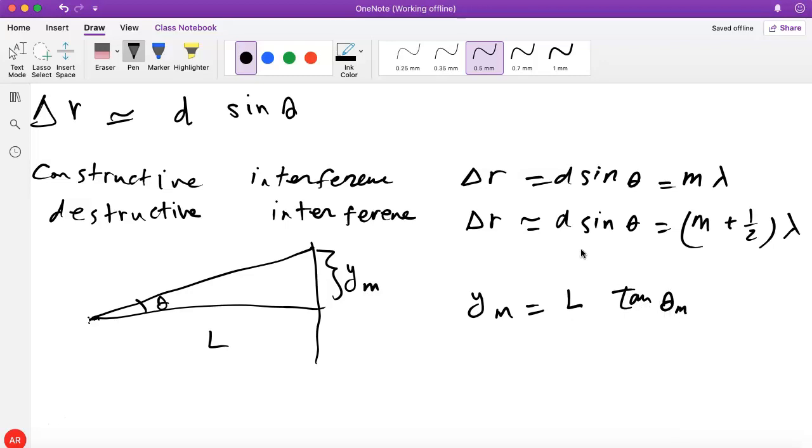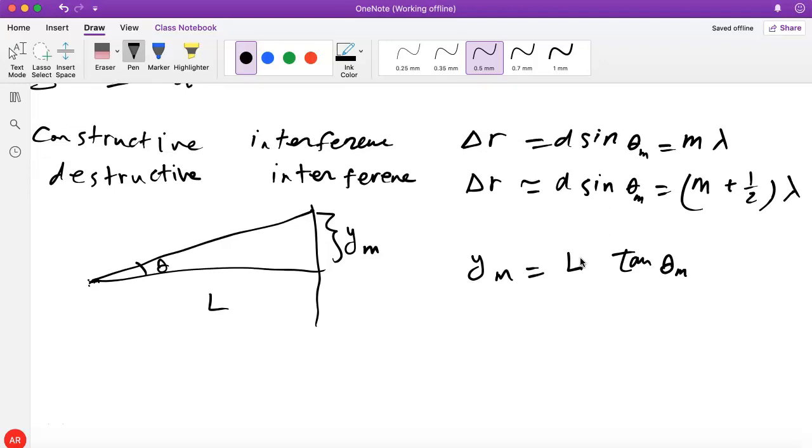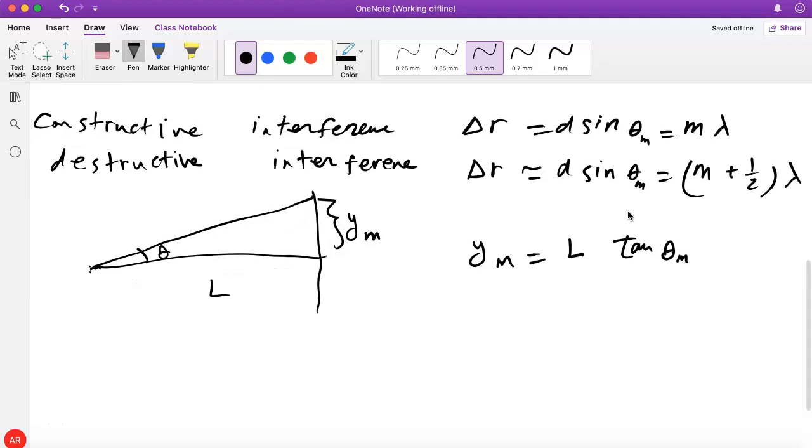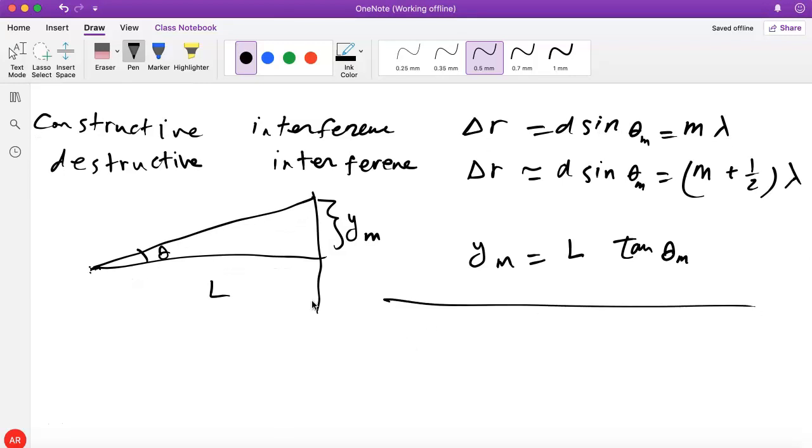And we can label these by theta m, right, in both cases. So for relatively large theta, the best way, if you want to find, for example, ym, is to find theta, which becomes the arc sine of m lambda over d, and then find the tangent of it, right? So that's one level.